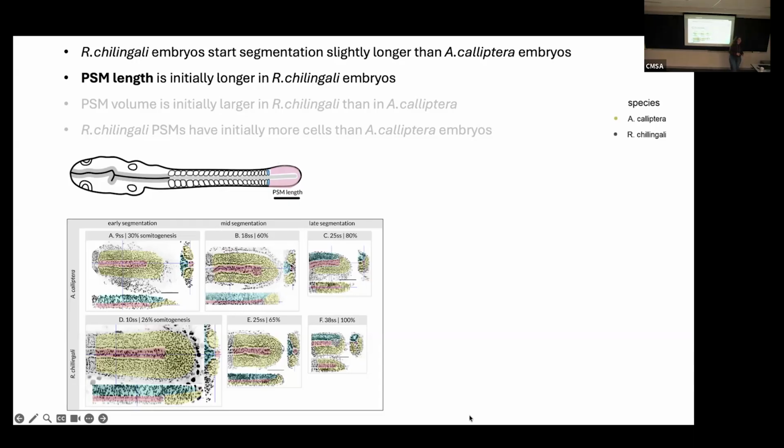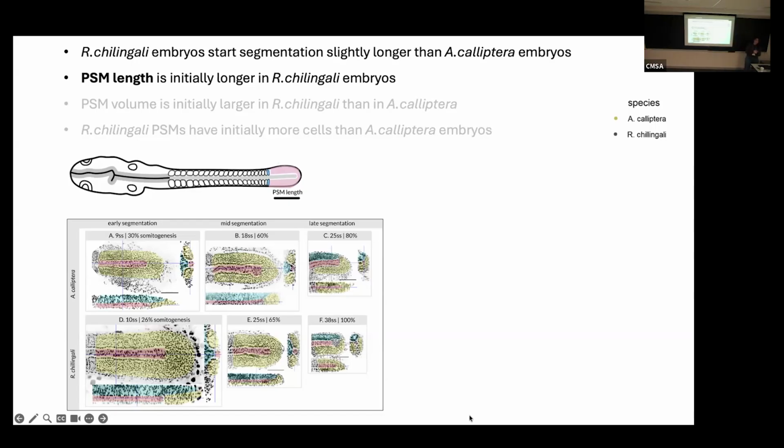Yes. Just a follow-up question, but what about the size of the somite? Yes. So they differ a bit. We have this in the manuscript. In fact, which is interesting, they are a little bit larger in Eucalyptera, which is the one that makes fewer somites, which would be consistent with a slower clock and the same speed of retraction. Yes. So the PSM is larger.